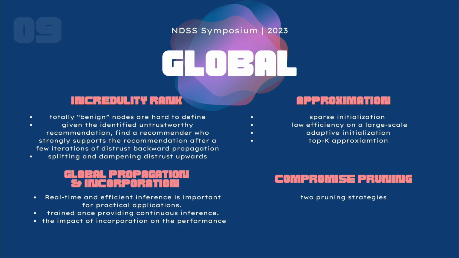So we start from the untrusted nodes and consider the compromised targets as recommendations. And we try to find a recommender who strongly supports the recommendation after a few iterations of distrust backward propagation. And actually, the exact personalized node ranking is hard to compute, especially for a large-scale graph. So we also have approximation methods. It can address the sparse initialization, and also has some strategies to improve the efficiency, like top-k approximation, adaptive initialization and adaptive threshold. And finally, we can find the path from the benign to detected target and try to locate the compromised victim, and finally remove them from the graph.